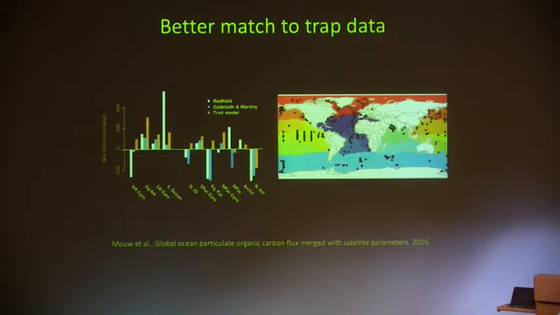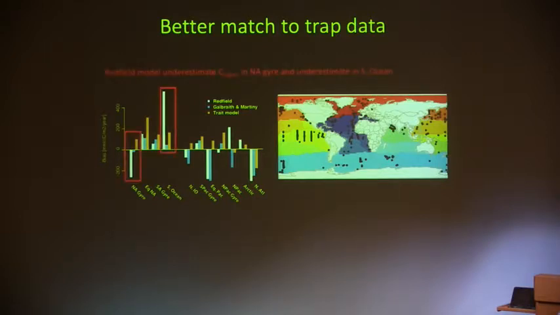So if you have a strong positive bias, for example here, that means the export model overestimates compared to the trap data, whereas if you have a strong negative bias, that means your model is underestimating the export. I just want to bring your attention to two parts here, which are the Southern Ocean and the North Atlantic Gyre. In the North Atlantic Gyre, that's where we predict the highest C to P because of the severe P stress.